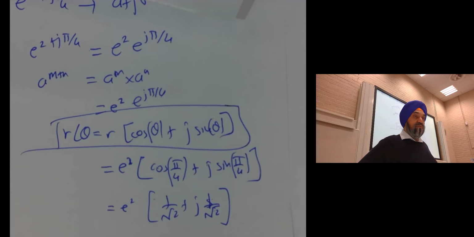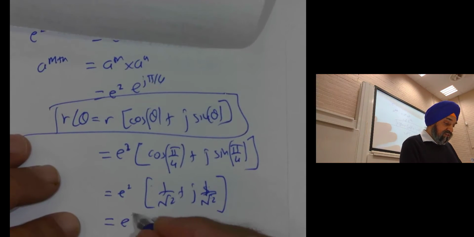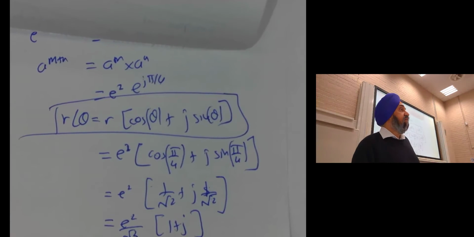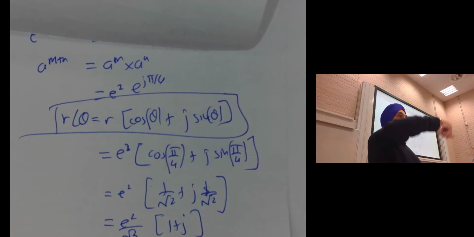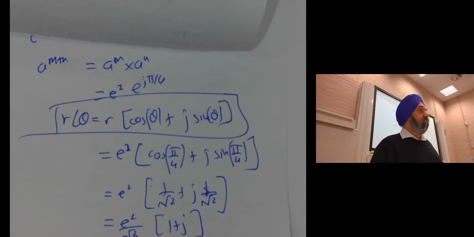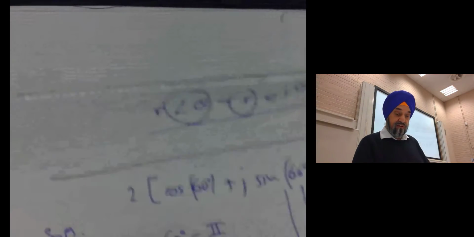What could you do with that? Take the 1 over root 2 out. So it's e squared over root 2, times 1 plus j. So now I know exactly what it looks like because I know it's on the diagonal, 1 plus j. We know it's got this length, e squared over root 2, which you can work out in decimal format. So that's that one done.